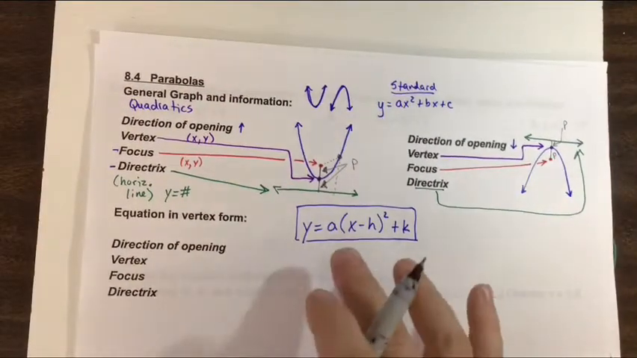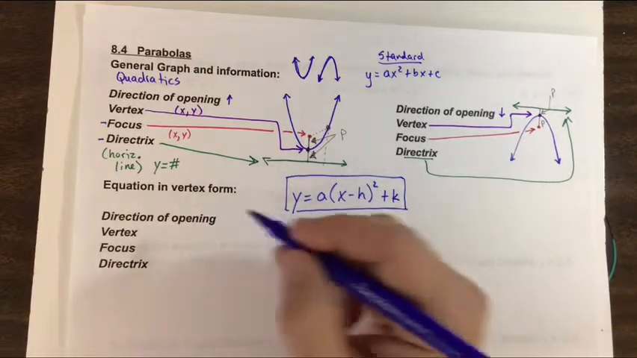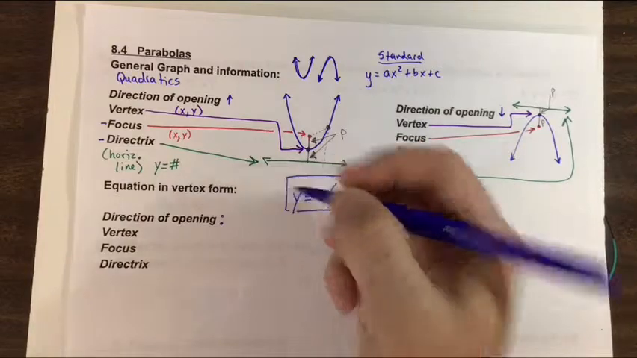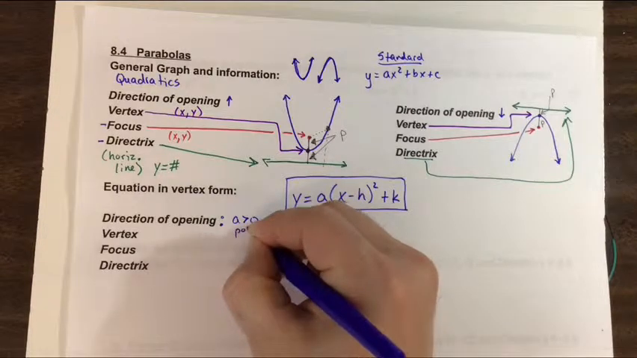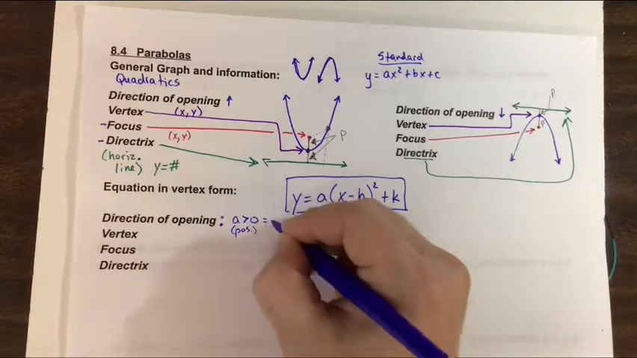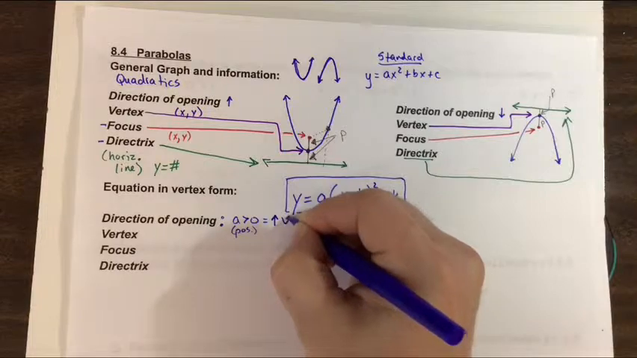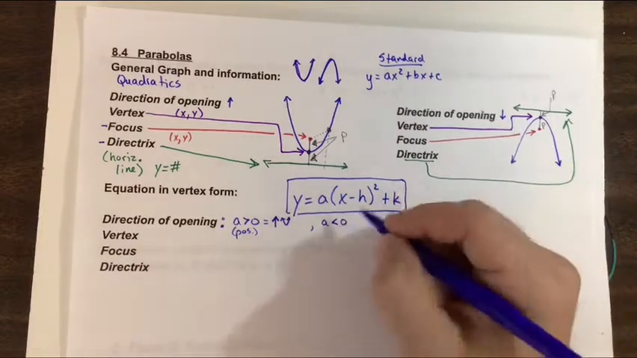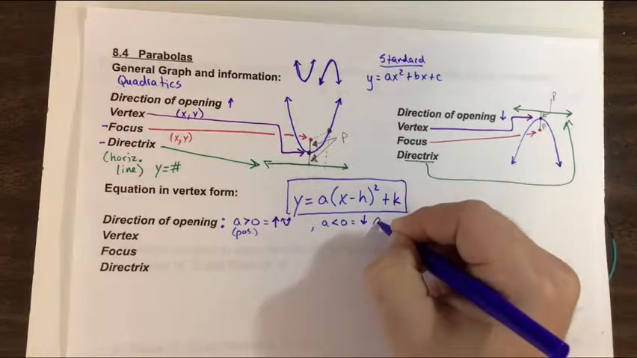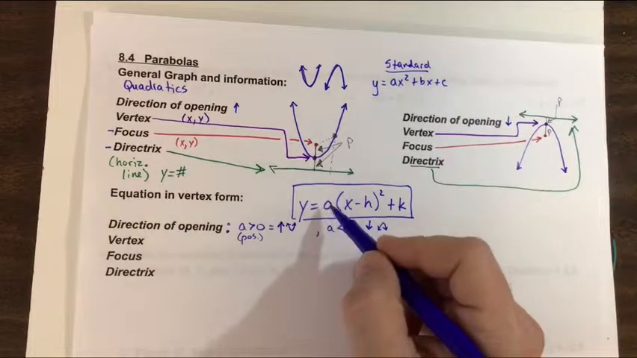And so we're going to take a look at applying this to some equation parts. Okay, so in this vertex form, the direction of opening can be figured out all based on A. If A is greater than 0, meaning A is positive, that means that we open up. Okay, if A is positive, we open up like that. Looks like this one. If A is negative, less than 0, that means we open down, like this one.